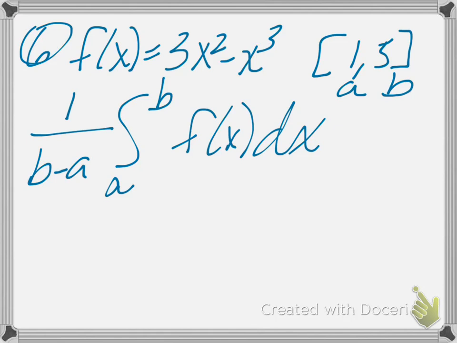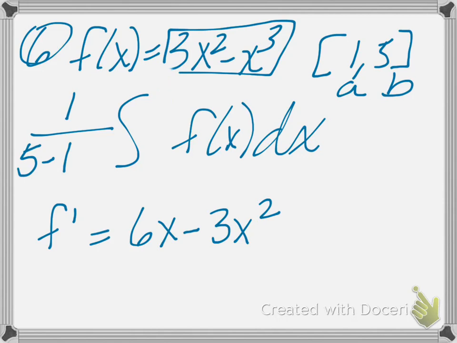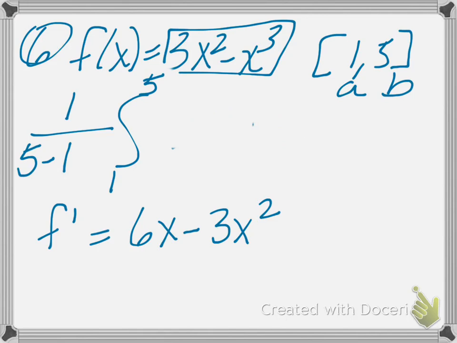So the rate of change is the derivative. So you need the derivative of this. So the derivative is going to be 6x minus 3x squared. So we have to substitute into the formula using that function instead. So it's going to be 1 over 5 minus 1, going from 1 to 5, and then the function we're going to use is going to be 6x minus 3x squared.